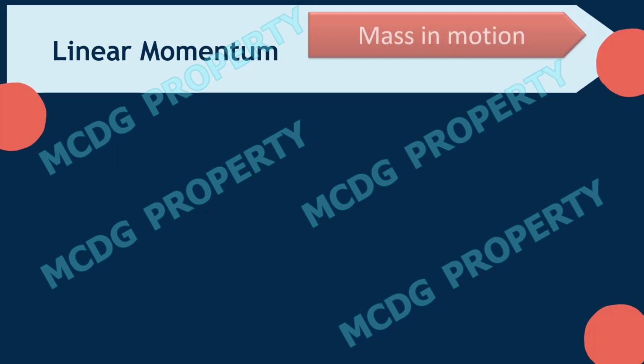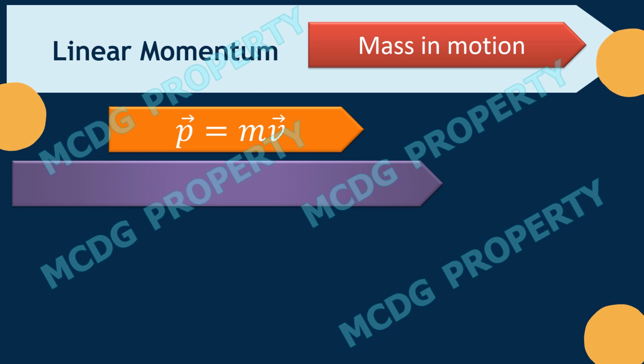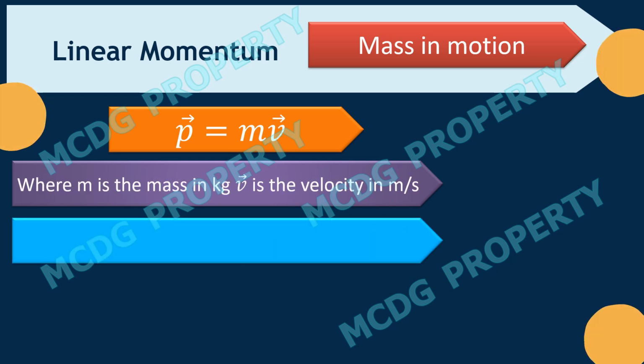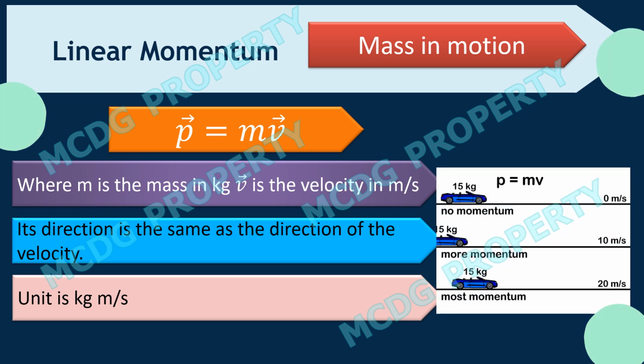Linear momentum is called mass in motion. In equation form, it is given by the product of mass and velocity. Based on this equation, you can see that the direction of the momentum is the same as the direction of the velocity. Here, m is the mass in kilogram and v is the velocity in meter per second. Again, its direction is the same as the direction of the velocity, and the unit of momentum is kilogram meter per second.